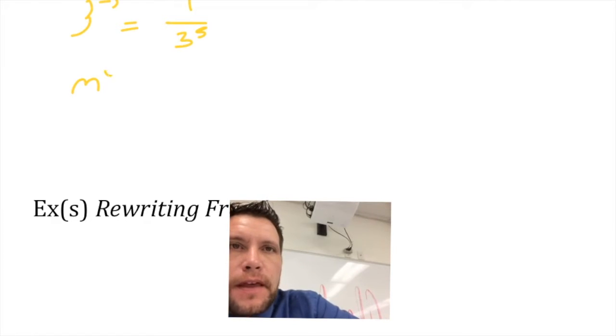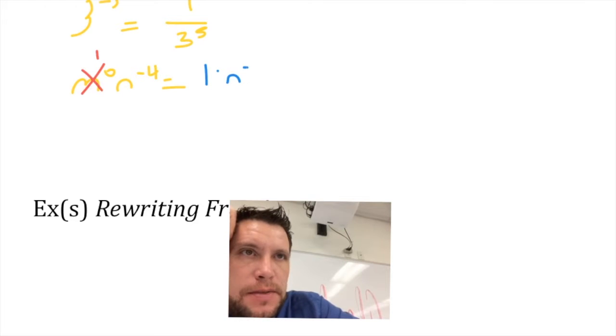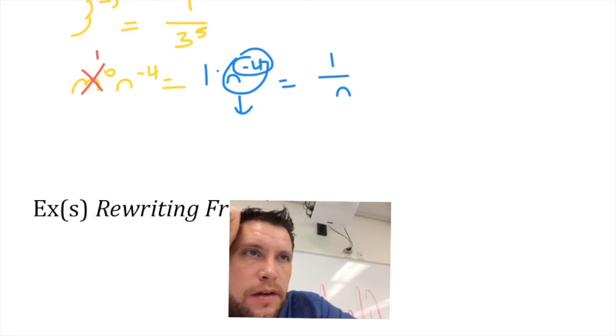Okay, m to the 0 times n to the negative 4th. All right, well, m to the 0 becomes 1, because anything to the 0. So now I have 1 times n to the negative 4th. This is a negative exponent, so I drop it. So I get 1 over n to the 4th times 1. Well, that times 1 is just 1 over n to the 4th.